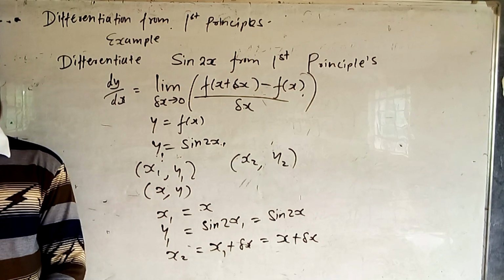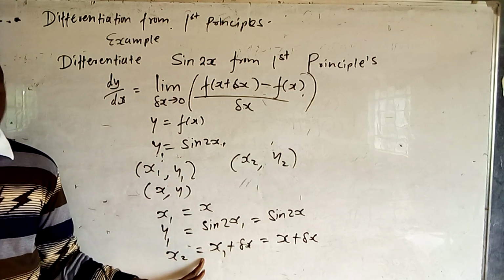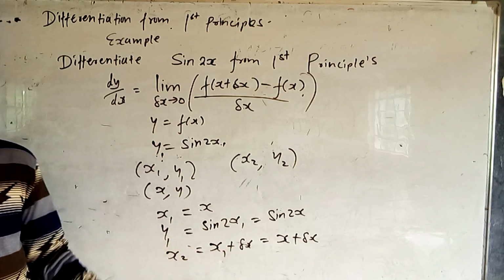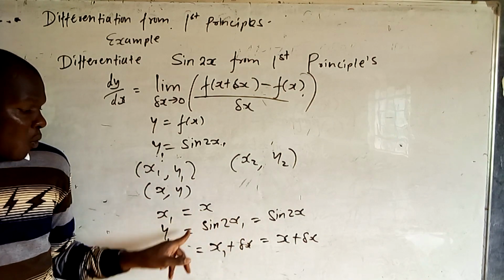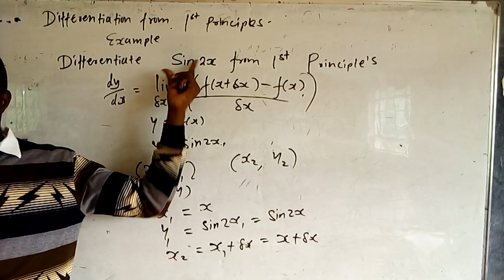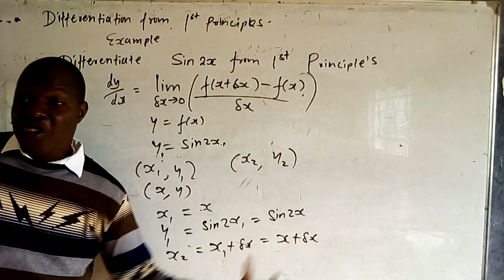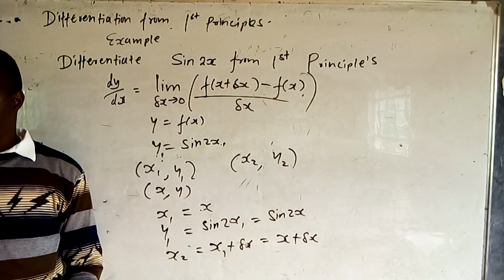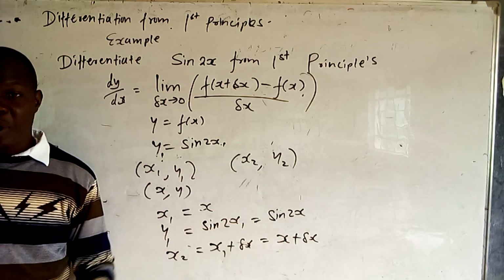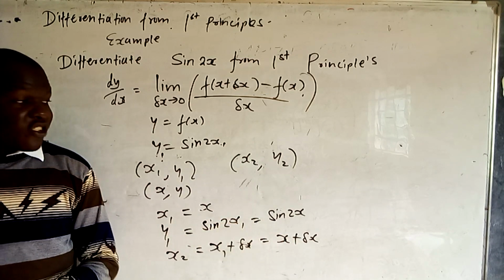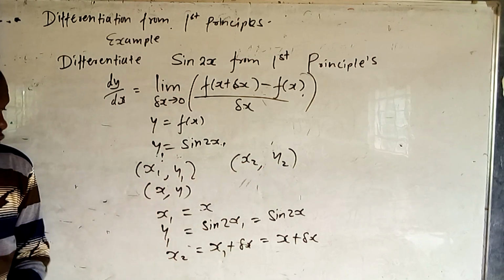Are we together? So all these three will never change in any function. x1 will remain x, y1 will remain the function itself, x2 of course will be x plus the change in x. Are you seeing that? In any function, they will always be like that. Are we together?